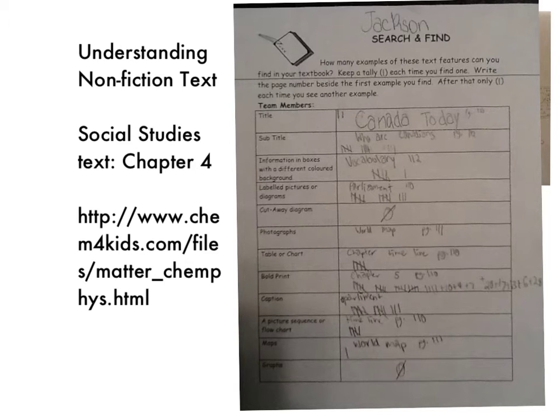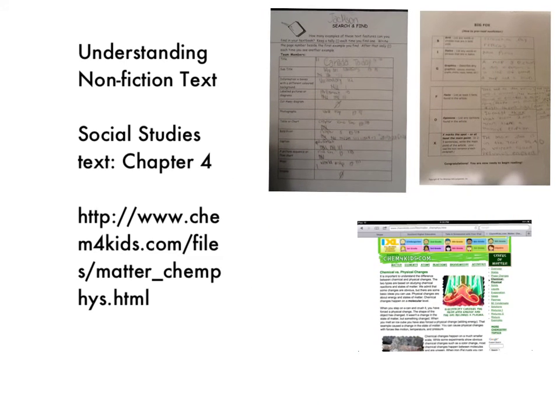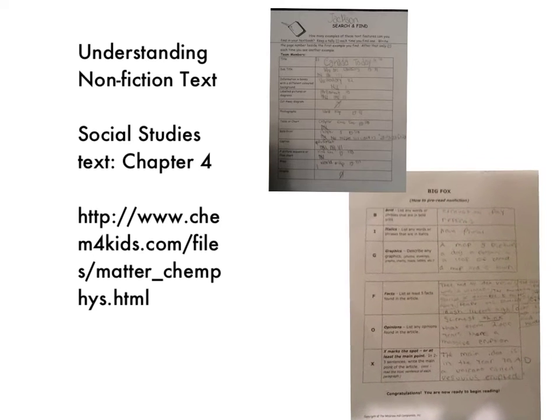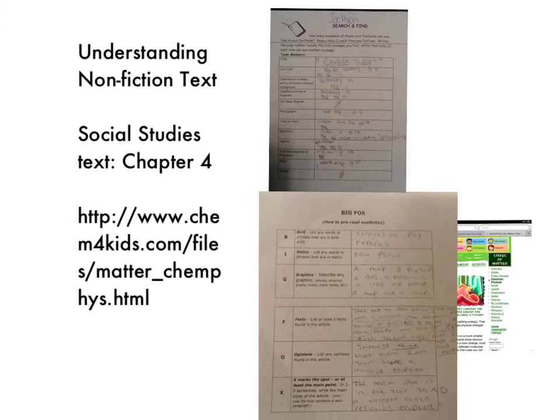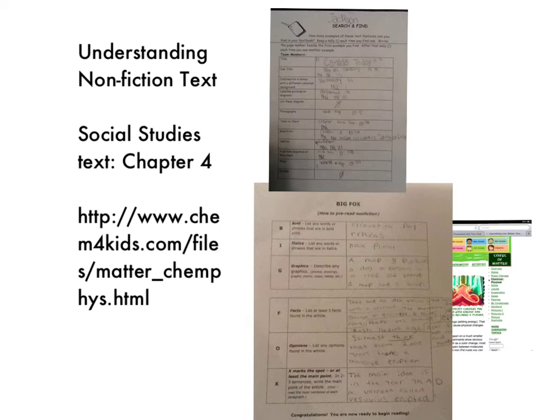The second organizer that we're going to be looking at is this one entitled Big Fox. And Big Fox is really an acronym. Bold words: you're going to list any words or phrases that are in bold print. You're going to list any words you find that are in italics, any graphics you see. And then these are the pre-reading strategies. Afterwards, the Fox piece, this is the after reading strategies.